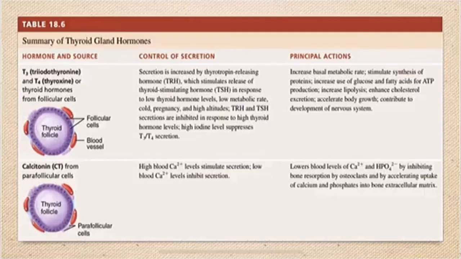Here is the summary of the thyroid gland hormones. First would be your T3 and T4. They are responsible for the metabolism of your carbohydrates, fats, and proteins. They are essential for growth and development of tissues as well as the maturation of your nervous system. Your calcitonin, so basically it lowers the calcium and phosphate concentration in the blood.